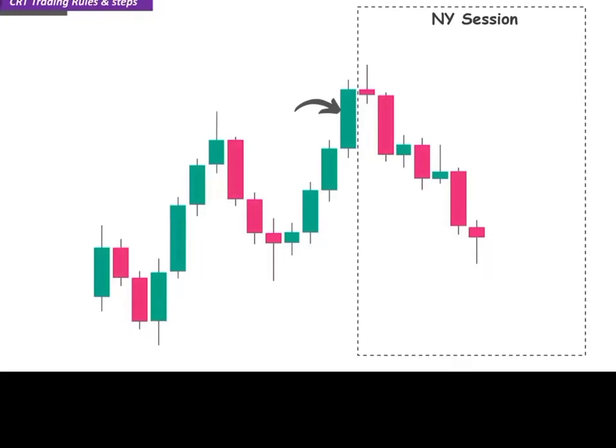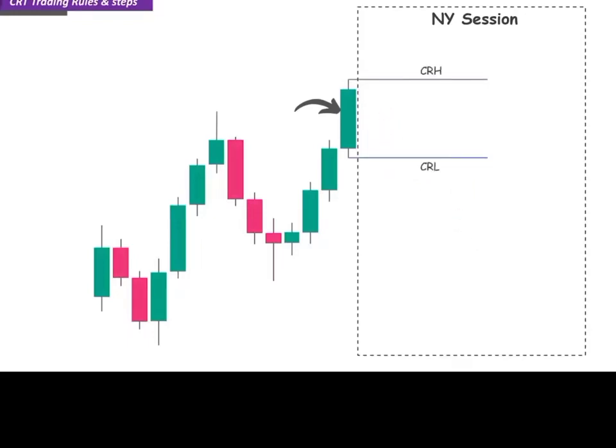So, here's a smart approach. Apply the CRT model to the 1-hour candle before the New York Open. If the price sweeps liquidity beyond that candle's range and then returns back inside it, you're witnessing a setup that aligns both with CRT principles and the natural behavior of the New York session. This confluence can provide high probability trade setups, especially if you're timing your entries correctly and managing risk with precision.